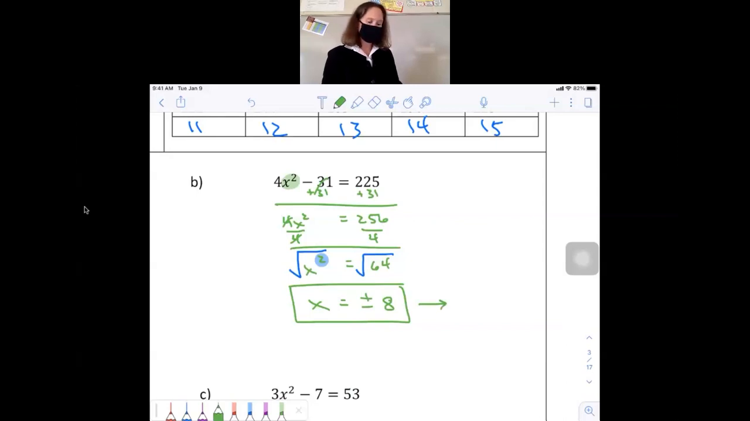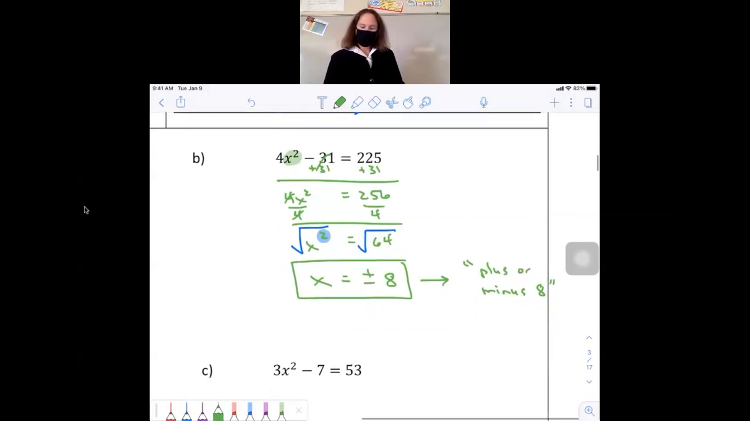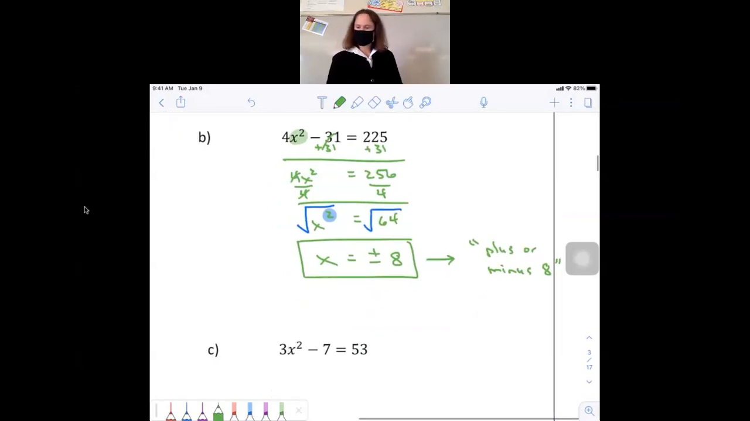Have to say both. You can either write it like this. This is read plus or minus 8. Or you can separate it and say x is equal to 8 and x is equal to negative 8, however you prefer. But I will tell you that by the end of this chapter, you will know this is read as plus or minus 8. And then we have to think of that as a positive 8 or a negative 8, because we know that there are two solutions.